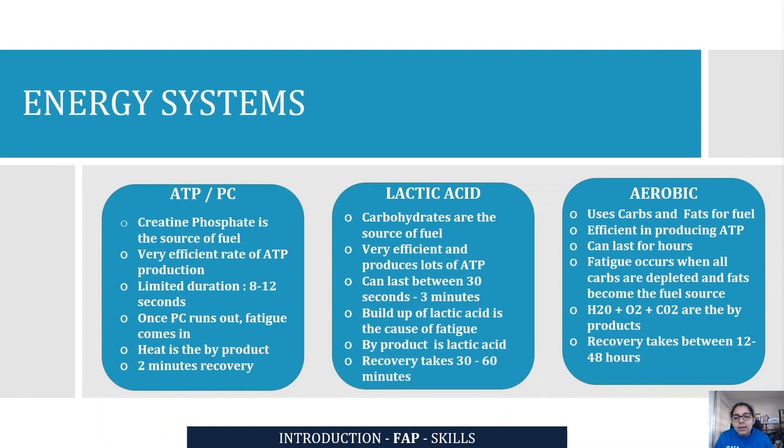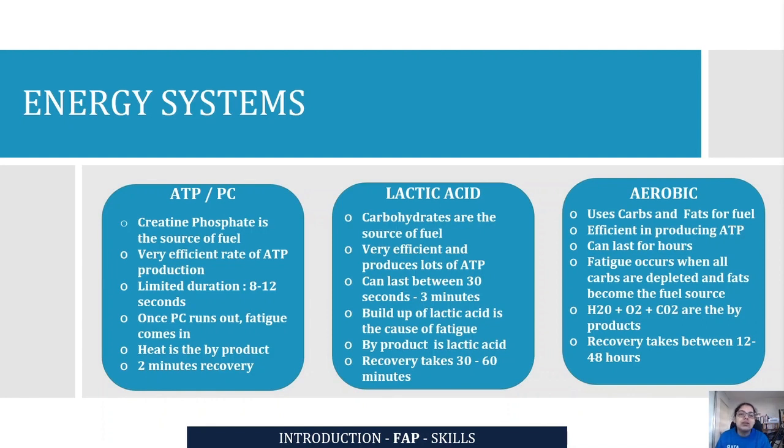So the creatine phosphate is the source of fuel in the system. It is a very efficient rate of ATP production. There's limited duration, so this system will only last us about 8 to 12 seconds because creatine phosphate runs out really fast. And once PC, so that's creatine phosphate, or it can also be called phosphocreatine, so it can be CP or PC, doesn't matter, once it runs out, that's where fatigue comes in, and the heat is the byproduct of this system.